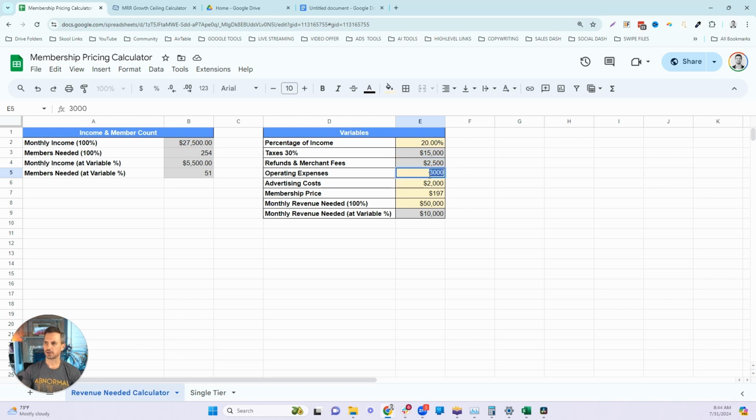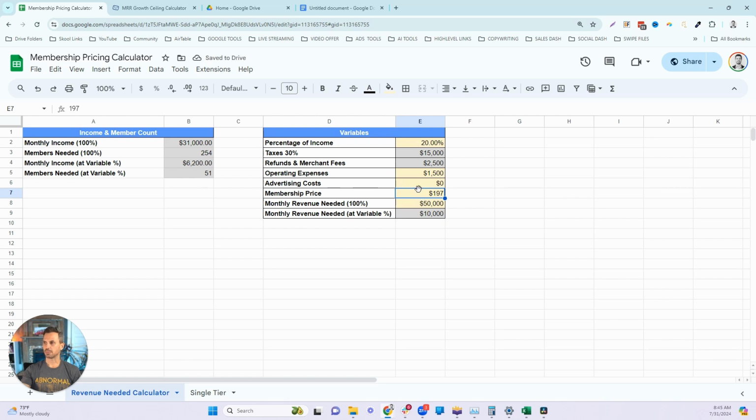Then we need to plug in our operating expenses. So let's just say I'm doing it fairly cheap and I'm only spending $1,500 a month on operating expenses. Then let's talk about advertising costs. Let's just say I'm also doing this fairly cheap, or let's just say I'm doing everything organic. So I'm just going to remove that and put that at 0.